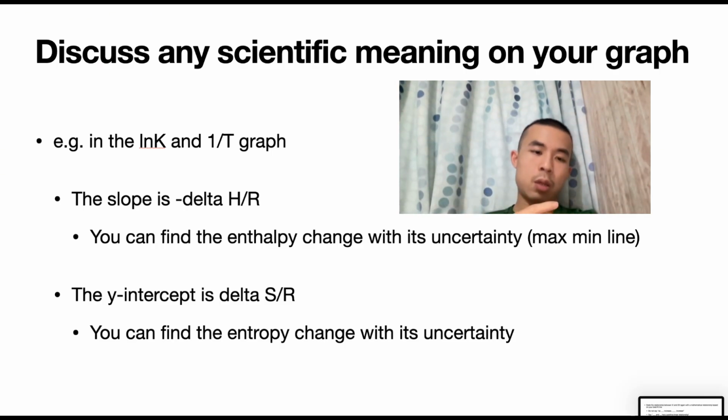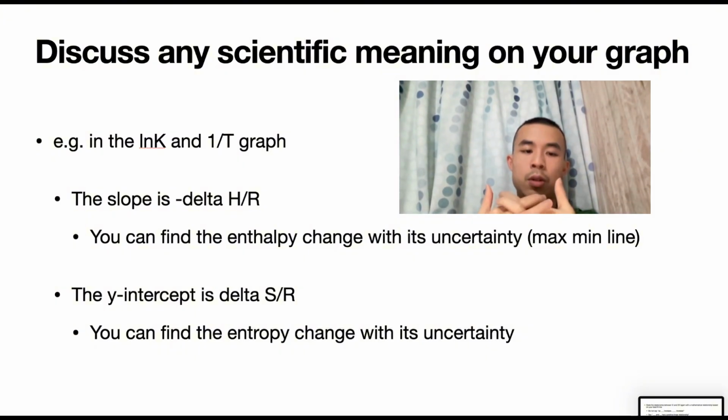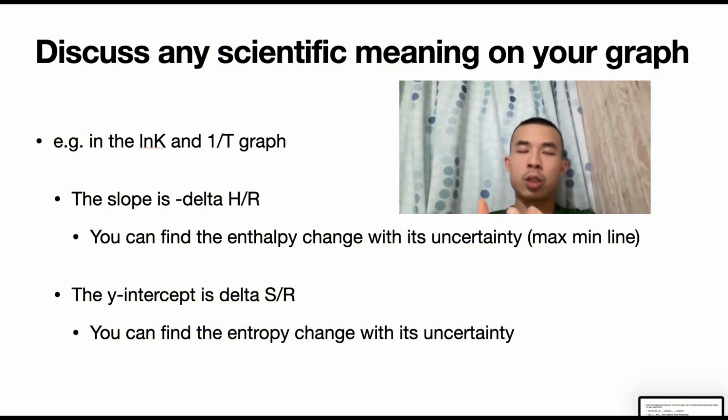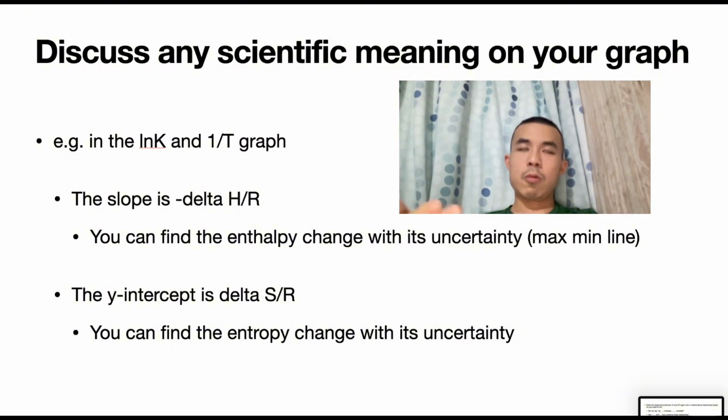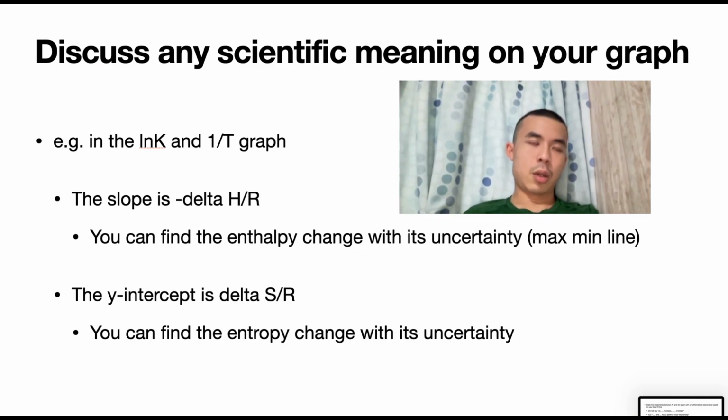Or maybe, let's say, the y-intercept also gives scientific meaning, and so it would be good if you can find the entropy change together with its uncertainty. But of course, you do this only if, for example, your research question, the aim of the investigation, is trying to find the delta H and the delta S of a particular reaction that involves the solubility constant. So in this case, it is meaningful.